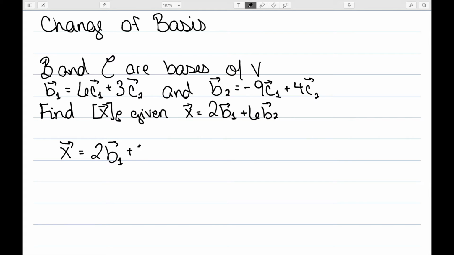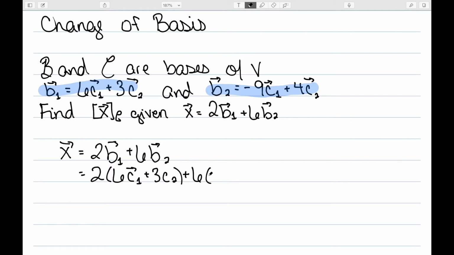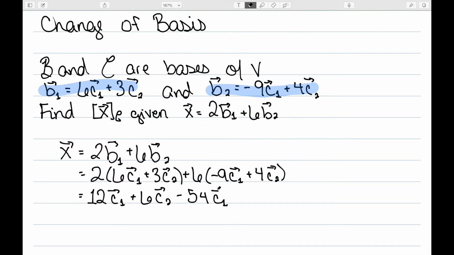Well, let's look at what we do know about x. It's 2B1 plus 6B2. I can then use the things I know about B1 and B2 and substitute them in. So this is 2 times (6C1 plus 3C2) plus 6 times (minus 9C1 plus 4C2). This will give me 12C1 plus 6C2. The next one, minus 54C1 plus 24C2.